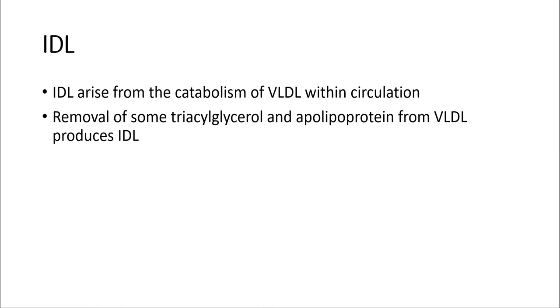The next form is formed from VLDL. It is known as IDL, intermediate density lipoprotein. IDL arises from the catabolism of VLDL within circulation. Removal of some amount of triacylglycerol and apolipoprotein from VLDL produces IDL. Only these two points on IDL.